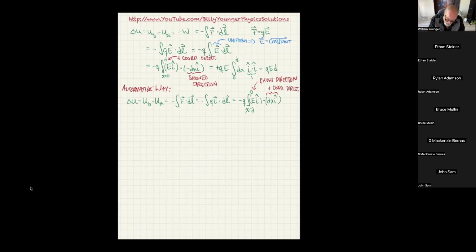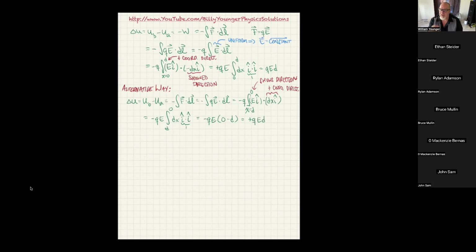Not a big deal. We can carry on now and say, I'm going to get negative Q times E times the integral from D to 0 of dx times i hat dot i hat, which again is 1. And this time I get negative QE times 0 minus D, which gives me positive QED again. Okay. So that actually is a way we can work it out.